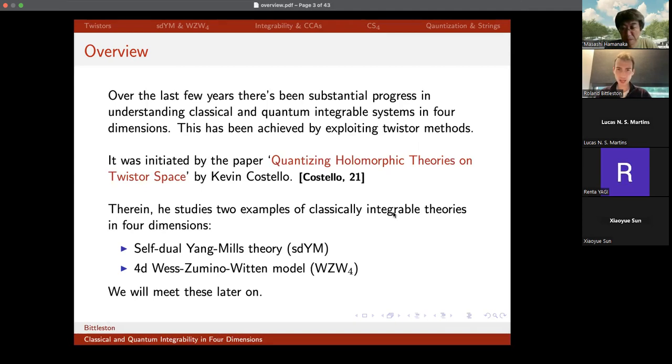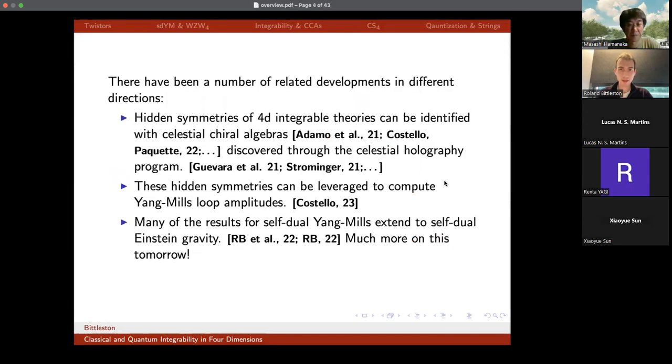In this paper, Kevin introduces 2 examples of classically integrable theories in 4 dimensions and then goes on to quantize them. Those are self-dual Yang-Mills theory, which maybe some members of the audience will be familiar with, and then a slightly less familiar example called the 4D Wess-Zumino-Witten model. I'll be very precise about what these are later on.